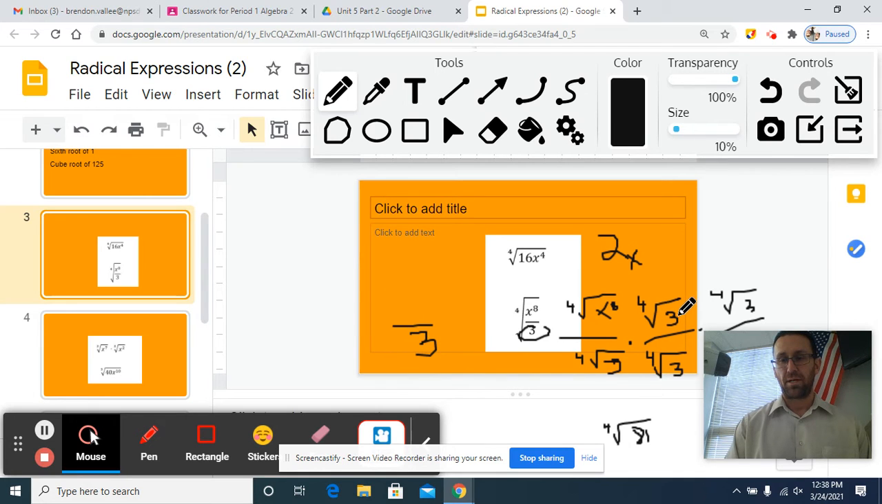And now we got to multiply 3 times 3 times 3, which is the fourth root of 27. Can't simplify that, so that's got to stay the same. But it's okay because it's on top. And what's the fourth root of x to the eighth? It's x squared, because x squared times itself 4 times is x to the eighth.